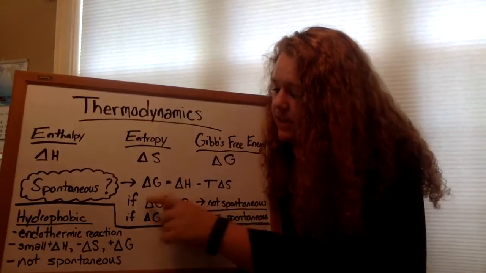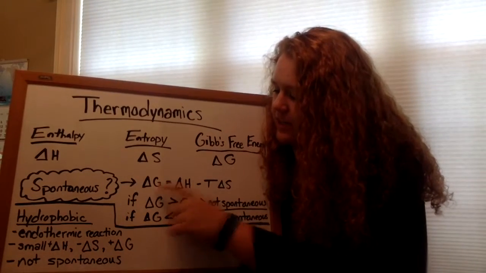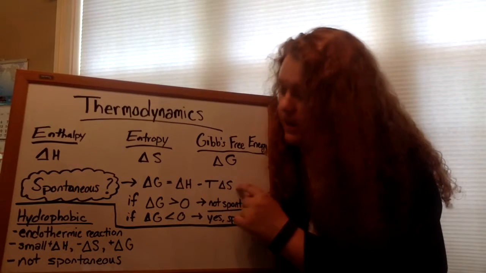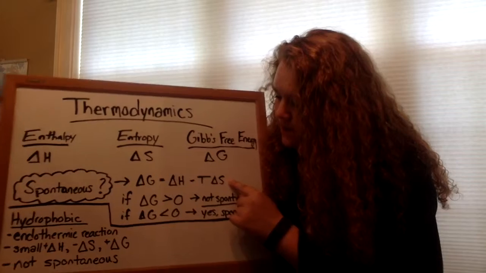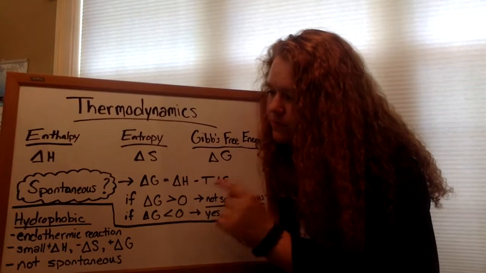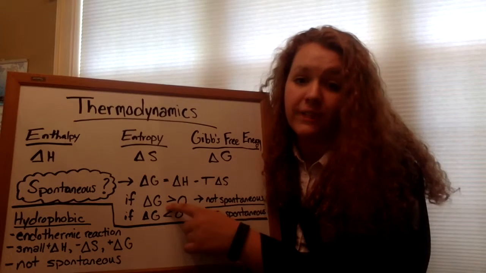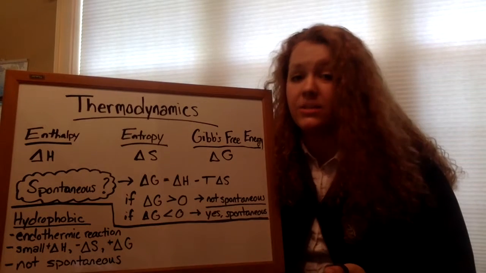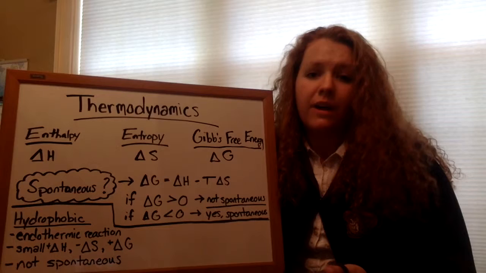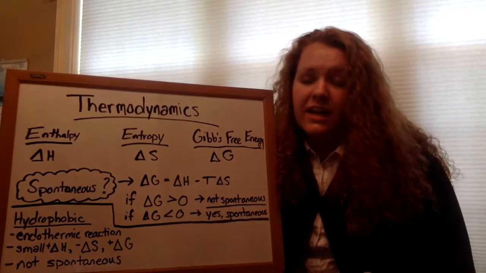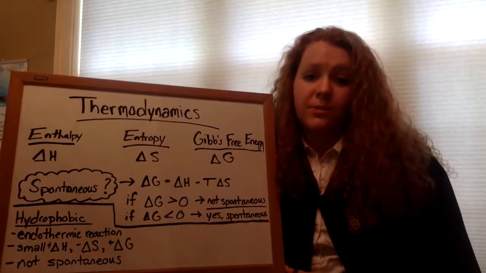So when you plug these into the equation right here, you have the Gibbs free energy equals the enthalpy minus the temperature times the entropy, okay? And when you plug that all in, these three things right here, you're going to get a positive Gibbs free energy, and that means it's not going to be a spontaneous reaction. So the reason why the water wasn't absorbed by the cloth that was treated with the hydrophobic substance is because it is not a spontaneous reaction.